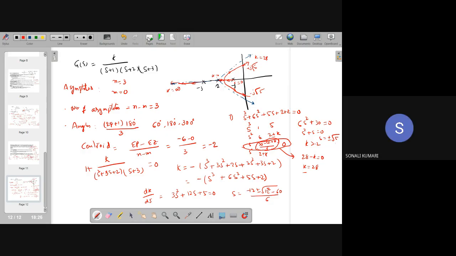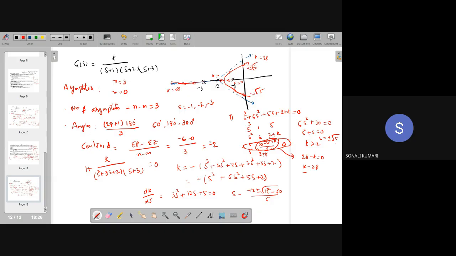The centroid should be minus 2. Why? Because it is the sum of poles minus the sum of zeros, divided by 3. The sum of poles, which are at minus 1, minus 2, minus 3, is nothing but minus 6. So minus 6 by 3, it is minus 2. Is it clear? Yes, ma'am.